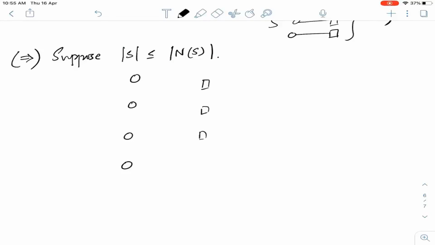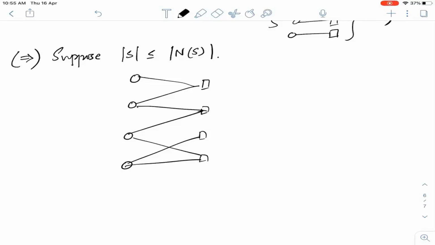Yeah, something like this. Doesn't matter. Okay, so that's your bipartite graph. So the way I will prove it, I will construct again the flow network that I had shown you above.